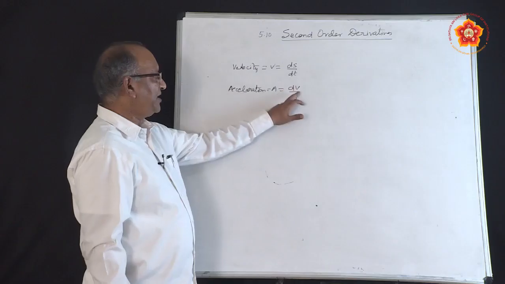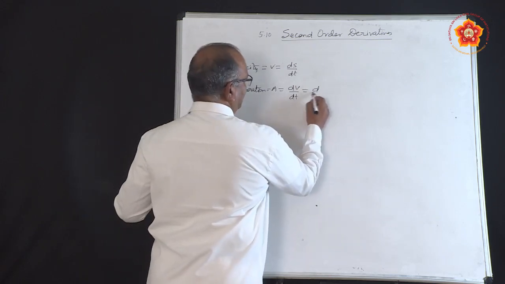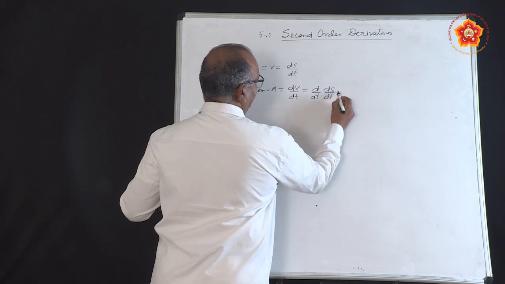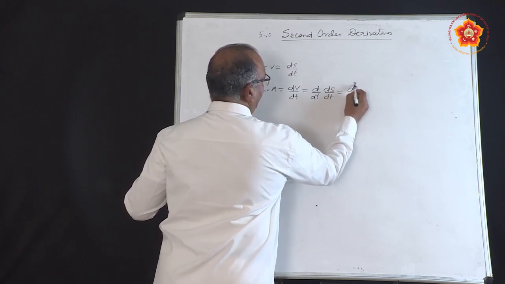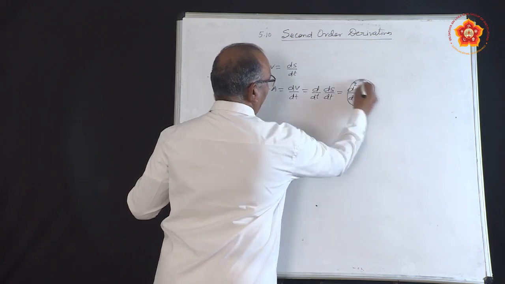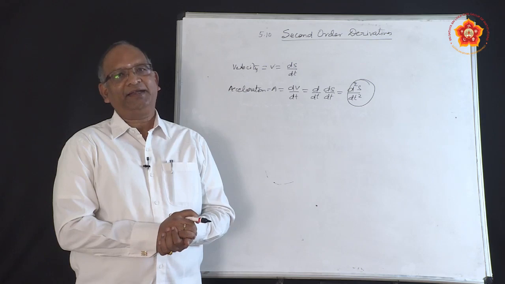And what is this v here? It is ds by dt. So, it is d/dt of ds by dt, and we write it as d2s by dt square. That is called second order derivative.